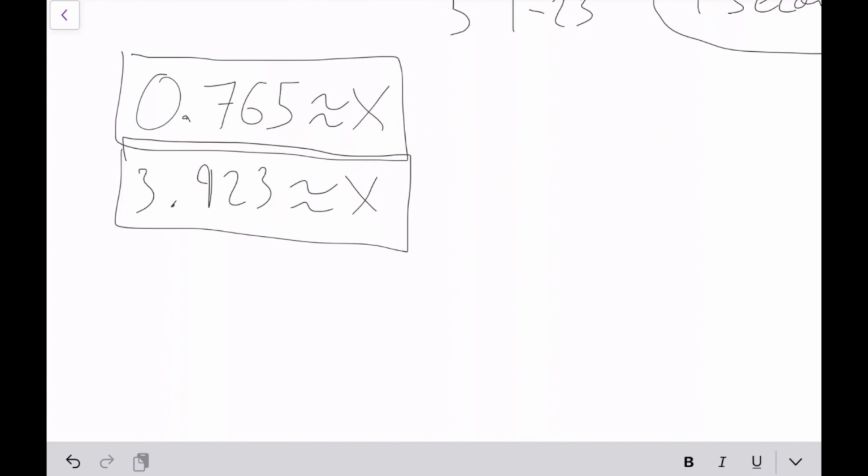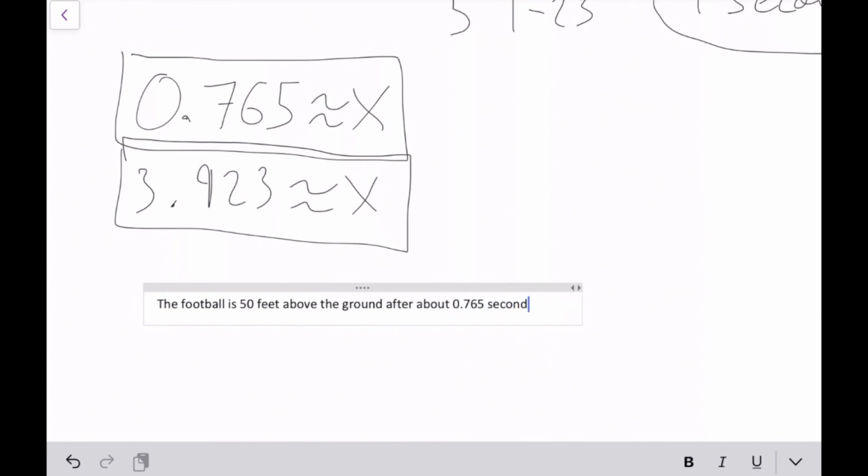So what I'm going to type in is, the football is 50 feet above the ground after about 0.765 seconds after the kick and about 3.923 seconds after the kick. So now we've solved our x values from the graph and we've written a word answer, and now we're done with this one.